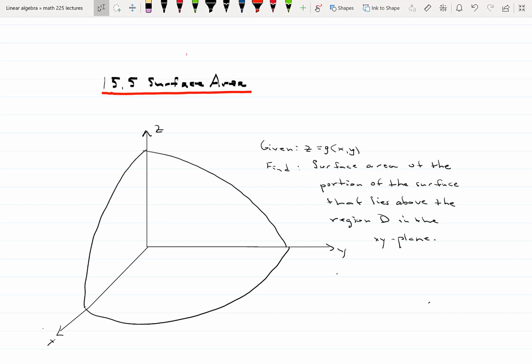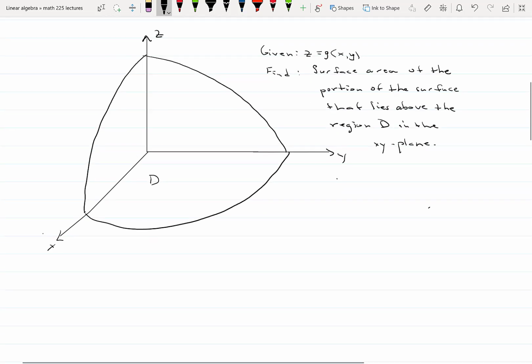So if you can picture, or view in the first octant, a kind of lime wedge, the wedge of a piece of citrus in the first octant. The region D would be the quarter of a circle in the first quadrant of the xy plane, and I'm interested in the surface area above D.